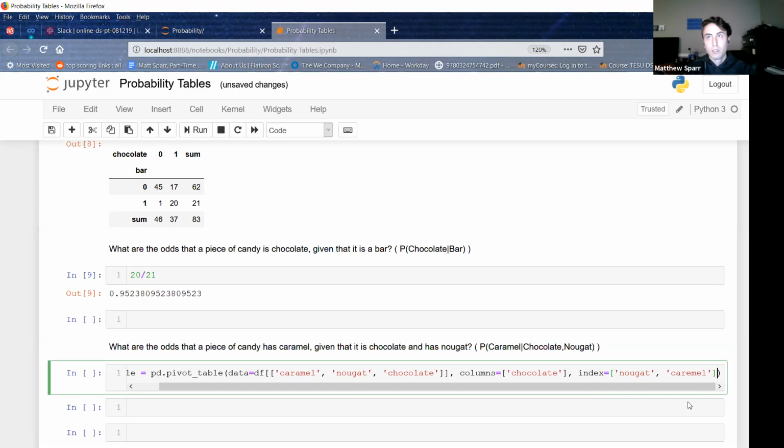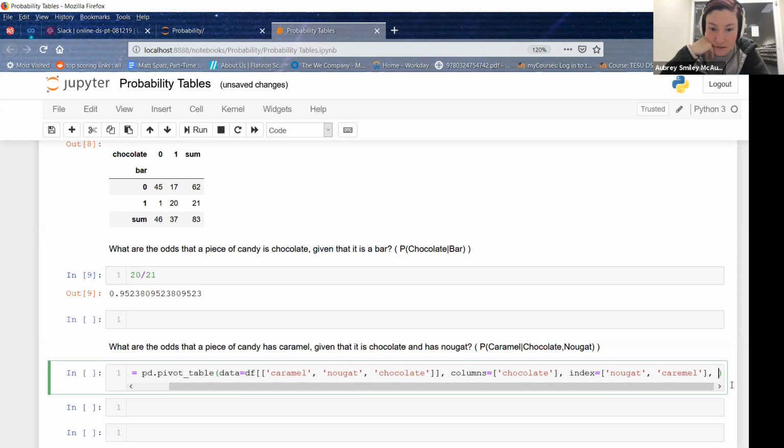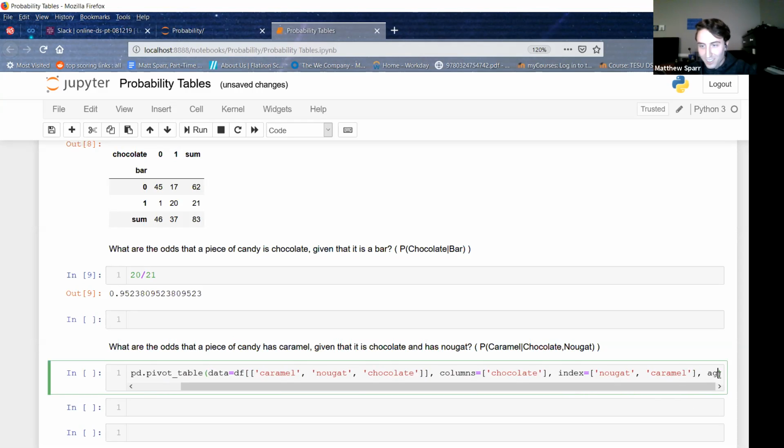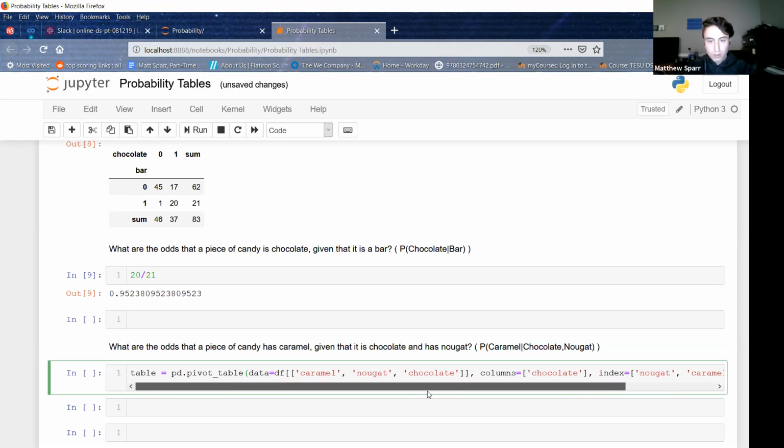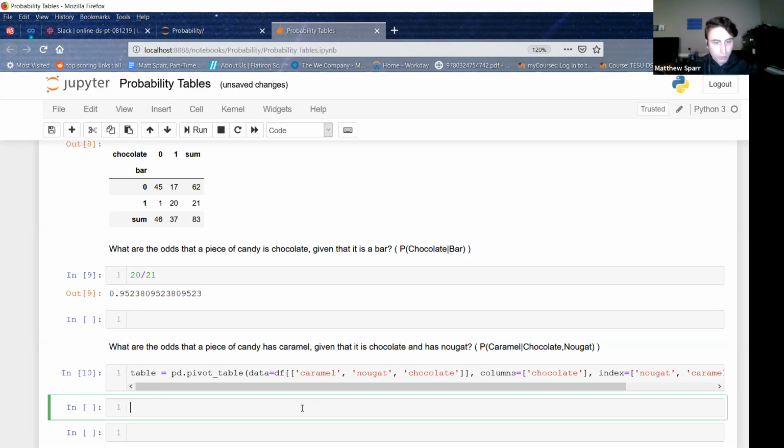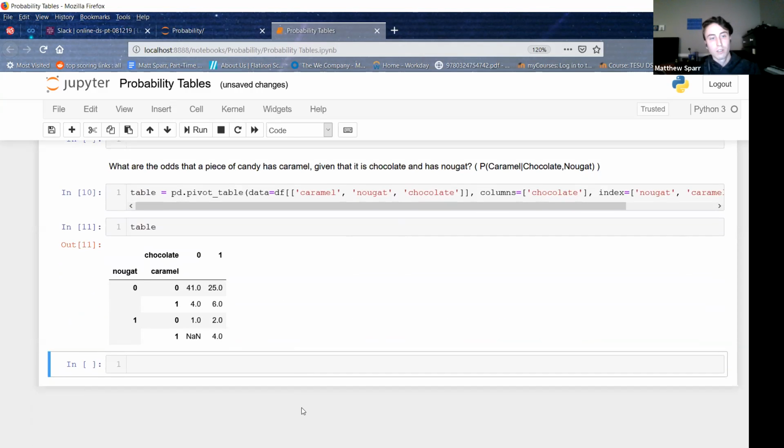All right, and then we just have to add the aggregation function. You got to change out that first E in caramel next to nougat. Thank you. And then the agg function, I think that's, yeah, equals length. So if we run that and then print out the table, you can see now we have a multi-index table.